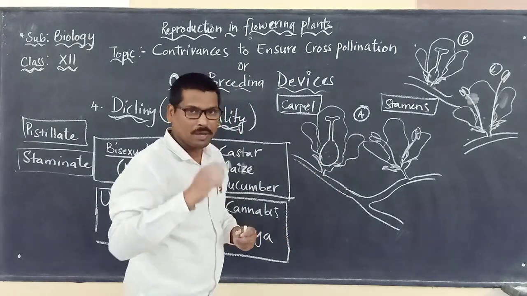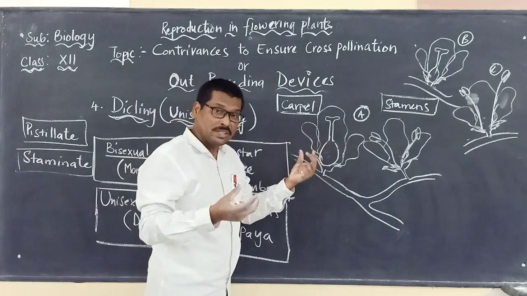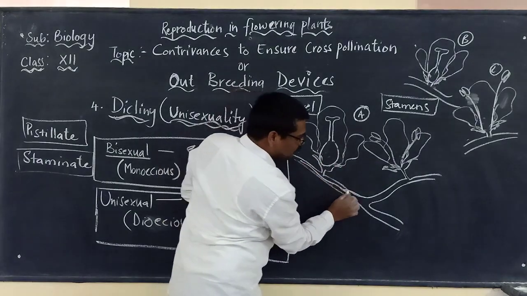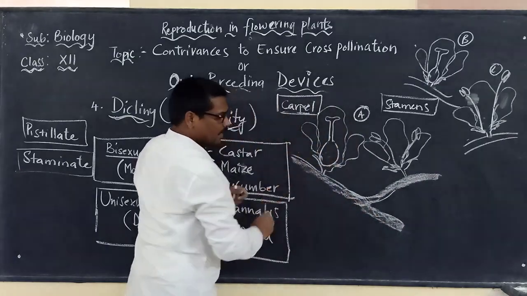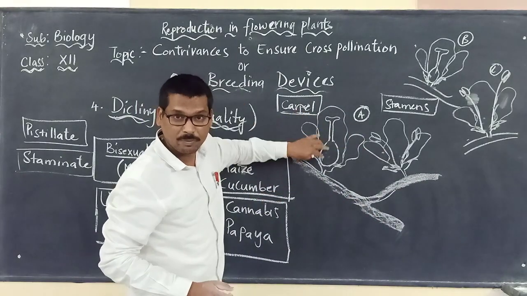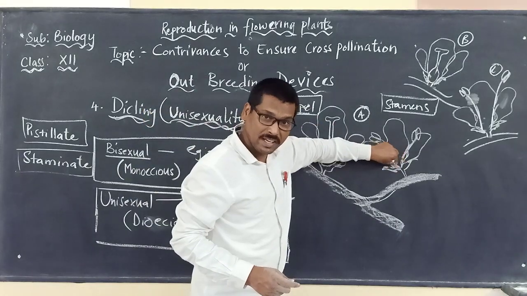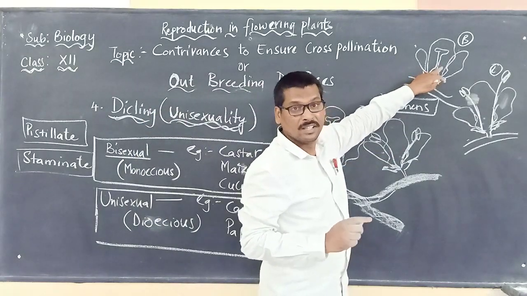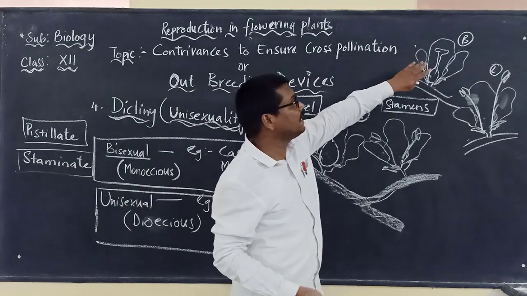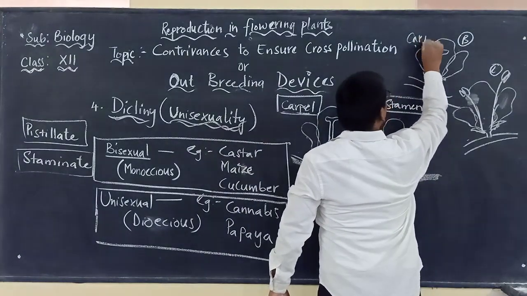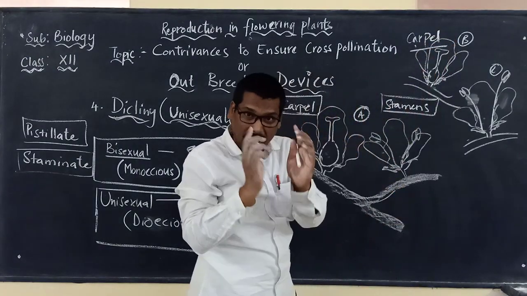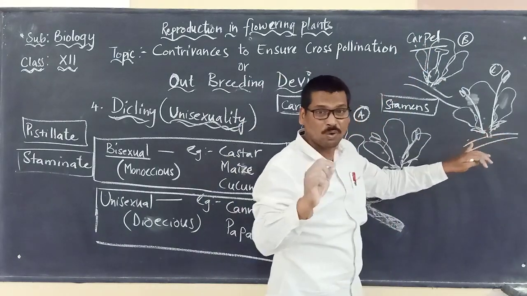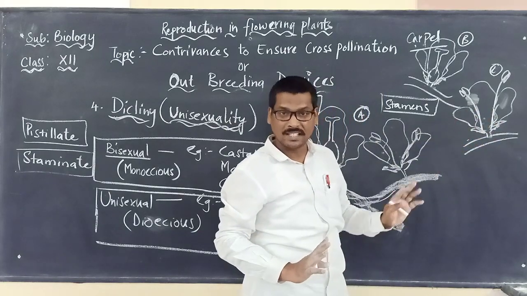But one point we have to keep in mind: even though carpel and stamens are present on two different flowers, the two flowers may be borne on the same plant. Here, this is of the same plant. The flower bearing the female part, the carpel, and the flower bearing the male part, the stamen, are both present on the same plant. In another case, a plant will have only flowers with the carpel, and the flowers with only the stamen are present on another plant.